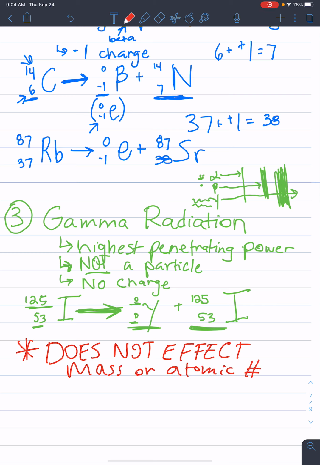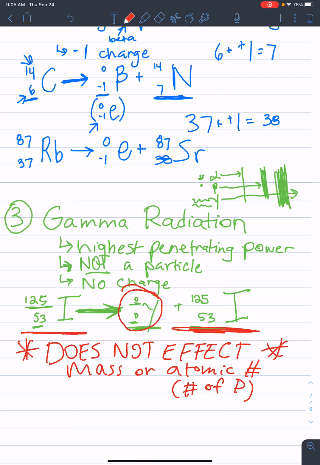Remember, atomic number is just our number of protons. So our number of protons or atomic mass is not going to change. It's really easy when you do gamma because the thing you started with and the thing you end with are basically the same, because this gamma particle, or the gamma wave, I guess, has no mass or no change in the atomic number.